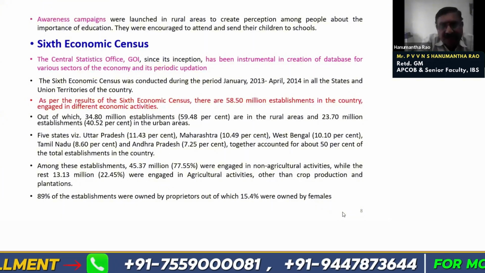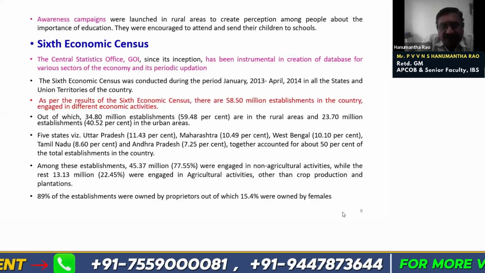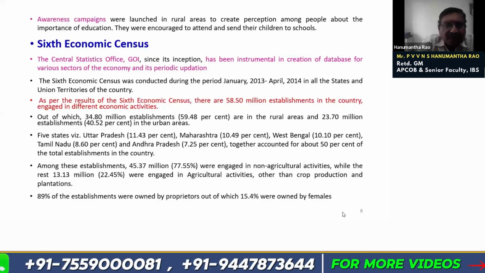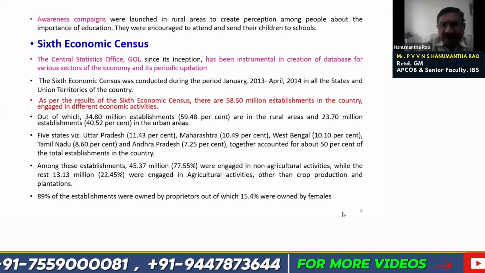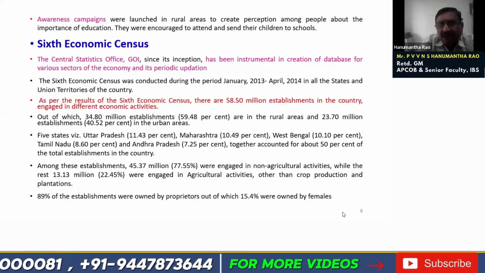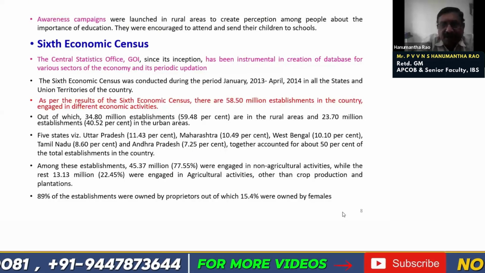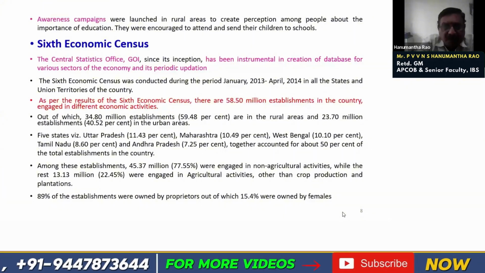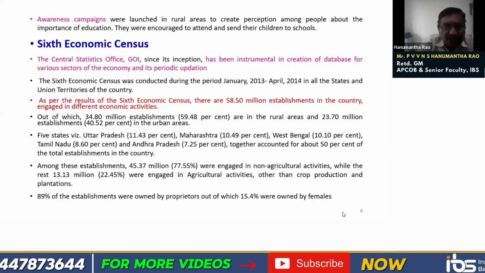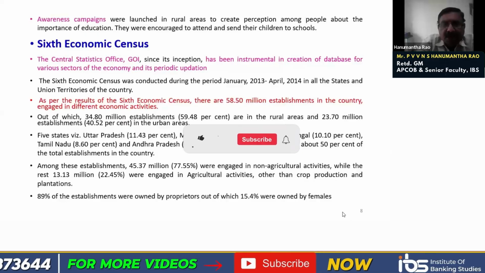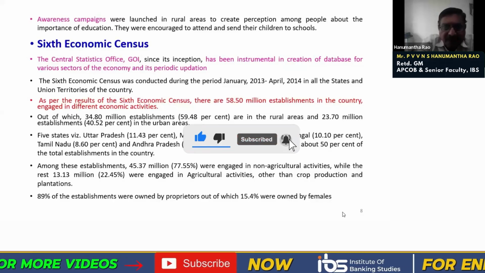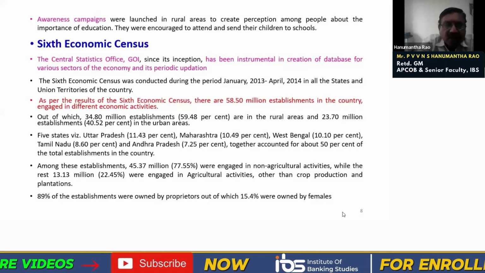Among these establishments, 45.37 million were engaged in non-agricultural activities and 13.13 million were engaged in agricultural activities other than crop production and plantations. So in these establishments, crop production and plantations were not covered. Other than crop production and plantations, we are having establishments under agricultural activities only.